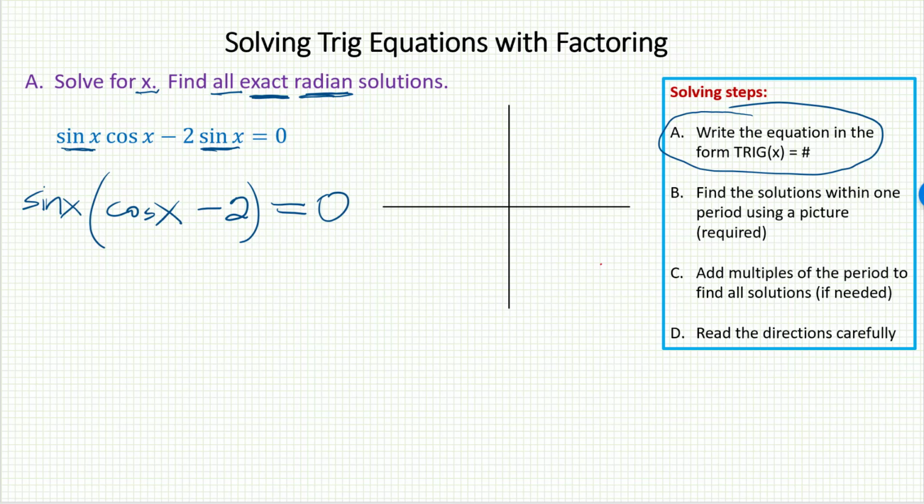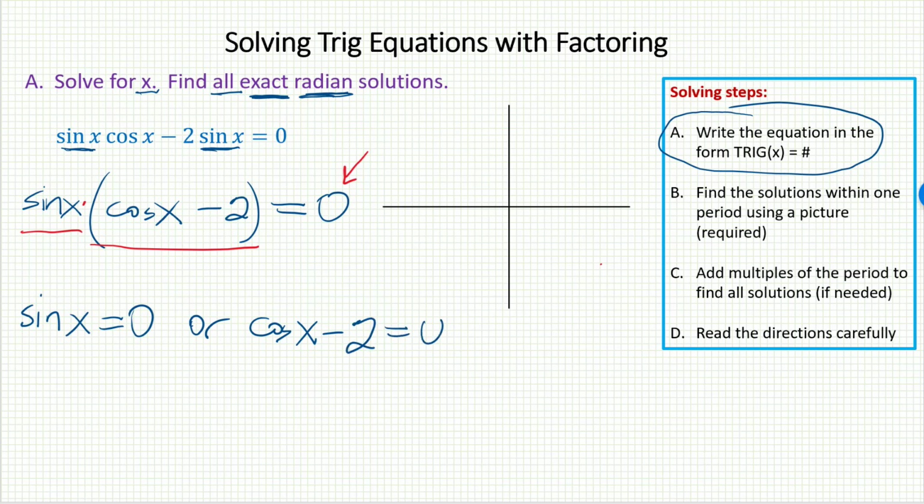Well, hopefully you remember from algebra that if you multiply two items together, and the answer comes out to be 0, this is why that 0 was so important. If you multiply two things together and the answer is 0, the only way that can happen is if one or the other of those two initial pieces is 0. The only way to end up with a product of 0 is if at least one of the pieces is equal to 0. And so that's what you write down. Either sine x is 0 or cosine x minus 2 is 0.